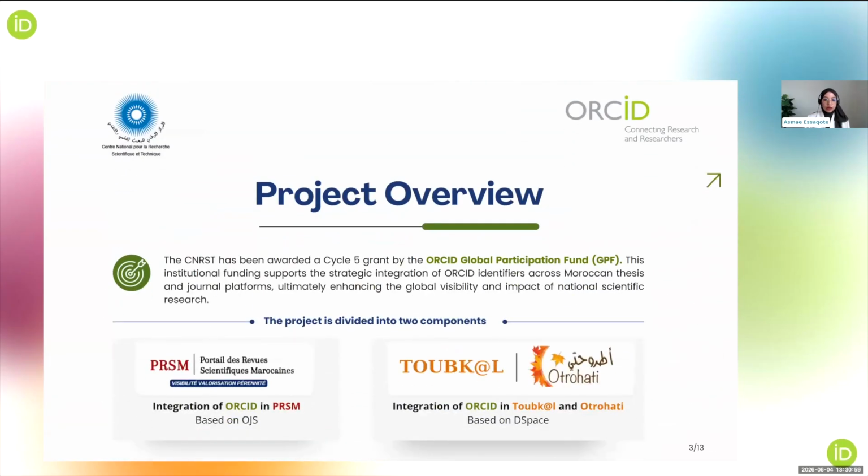So in 2025, the CNRST received support through the 5th cycle of the ORCID Global Participation Fund. The project focused on integrating ORCID into three main national platforms, and it was divided into two components. The first component was the integration of ORCID into PRSM, the portal of Moroccan scientific journals, which is based on OJS, and I will be presenting this part. The second component is the integration of ORCID into Toubkal and Atrouhati based on DSpace, which will be presented by my colleague Nordin Sgher.